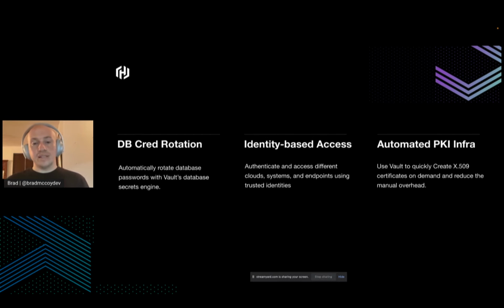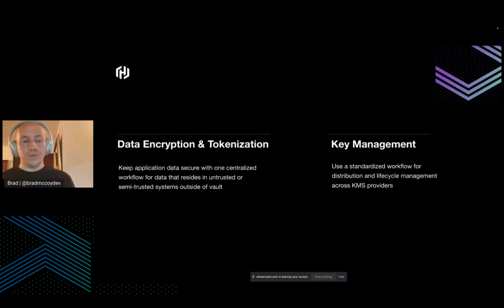There's also identity-based access, to authenticate and access different cloud systems and endpoints using trusted identities. And then you have PKI infrastructure as well. You can use Vault to generate certificates. Another thing that I'm playing around with in Kubernetes is cert-manager as well, which is very cool. Two more as well. Data encryption and tokenization keep application data secure with one centralized workflow for data that resides in untrusted or semi-trusted systems outside of Vault. And key management, a standardized workflow for distribution and lifecycle management across KMS providers, and many more. These are just a few of them.